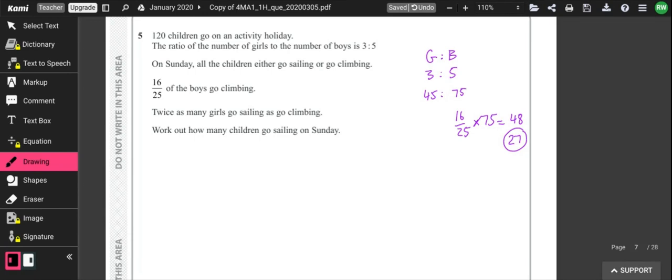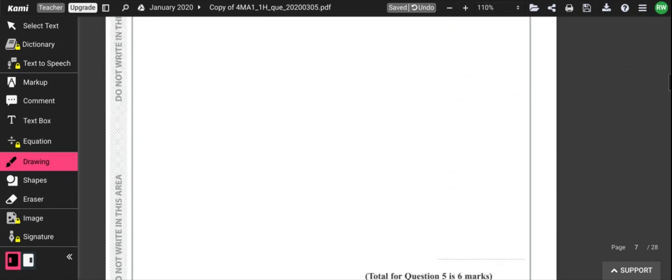So 27 of the boys go sailing, and twice as many girls go sailing as climbing. So if we say 2x are sailing and x are climbing, we can divide 45 by 3 to give 15. So 30 to 15. Okay, so 30 are the sailing out of the girls and 27 for the boys. So that's a 57 total for sailing.